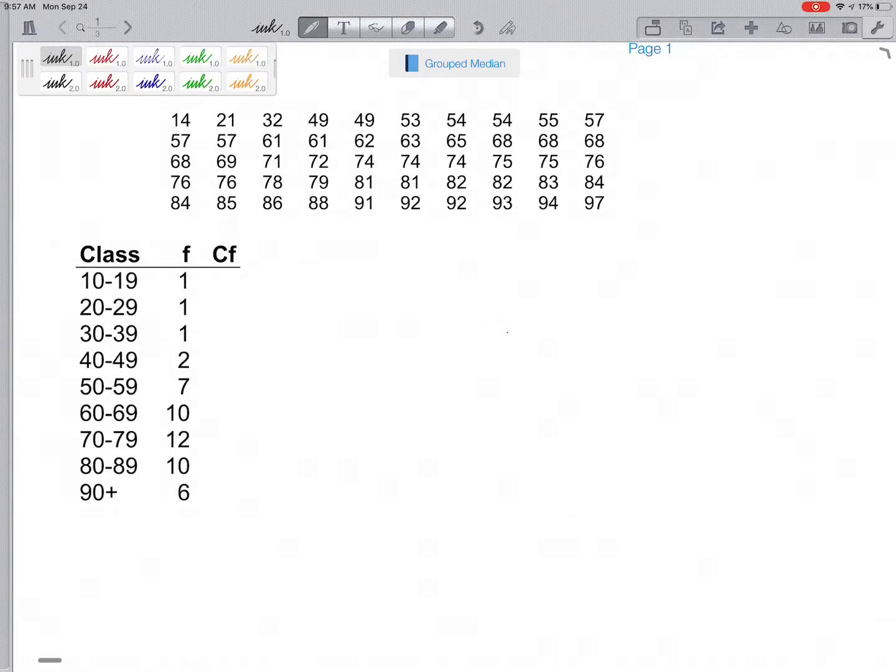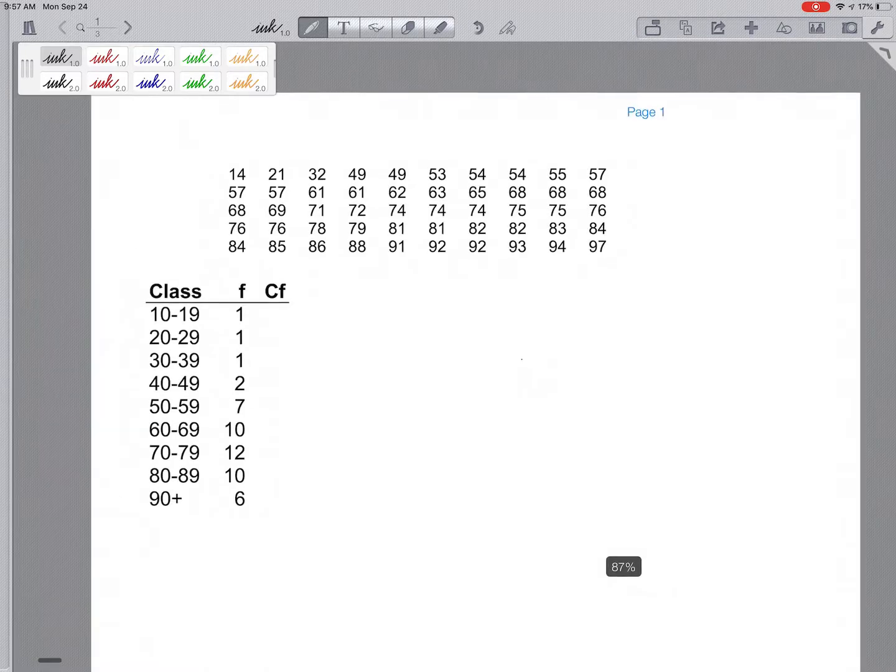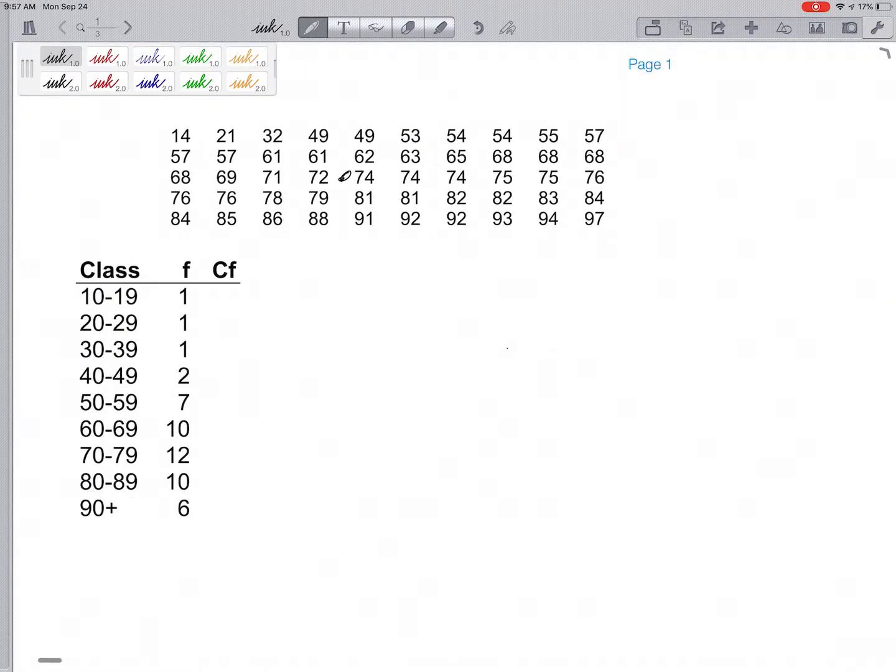In this mini lesson, we're going to look at how to calculate a grouped median. At the very top, I've got the ages of 50 people. This is ungrouped data, and if we were to calculate the median for those, we would put them in order, which they all are, and then because there are 50 people, the median would be halfway between the two middle ones. So that would be the 25.5 value, which is right there. So the median would end up being 74.